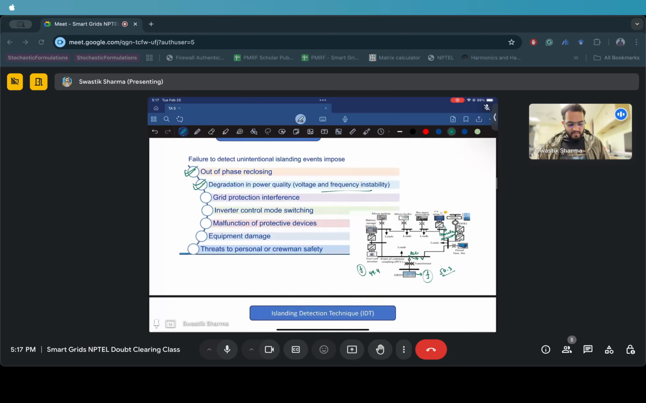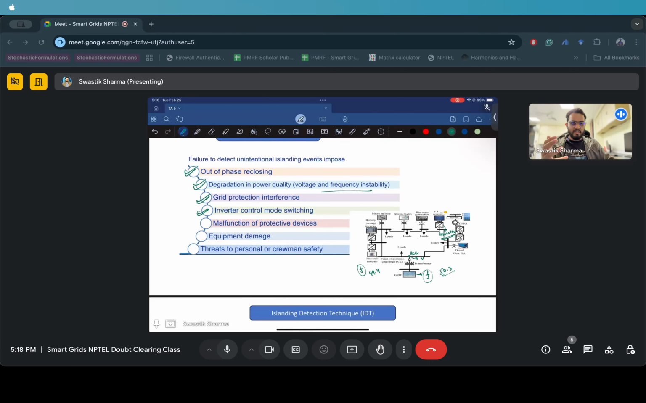Voltage and frequency instability can happen. Next, grid protection interface. Let's say there is a mismatch in frequency at the time of reconnection. What could happen is there will be voltage surges, as I told, and if there are voltage surges, there can be current surges as well, and this can cause tripping of relays. Relays which are not meant to sense these currents can sense these surges, and it can cause unintentional tripping as well.